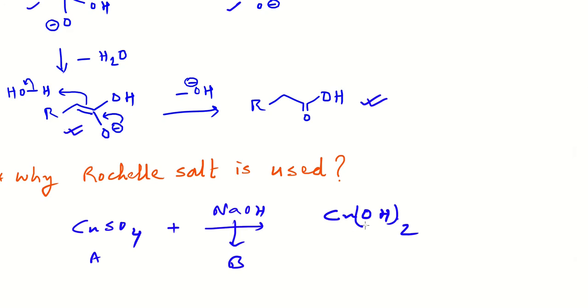precipitate. After the precipitation, this copper hydroxide, although it is in the +2 oxidation state, cannot react with the aldehyde molecules present in the reaction medium due to phase separation. This is in the solid phase and the aldehyde is in the solution or liquid phase, so the reaction will be greatly inhibited. So that's why, to maintain the solution form of this copper salt, Rochelle salt is used.